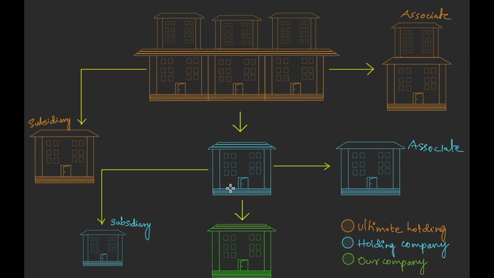So in the notes to accounts of our company, we should provide details of different classes of shares of our company held by its holding company or its ultimate holding company, or these subsidiaries or associates of our holding company or associate or subsidiary of our ultimate holding company. That means we should provide details of different classes of shares of our company held by all these companies in aggregate. We should provide details in aggregate.